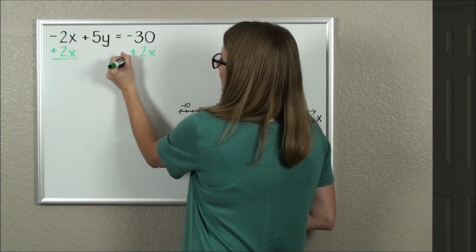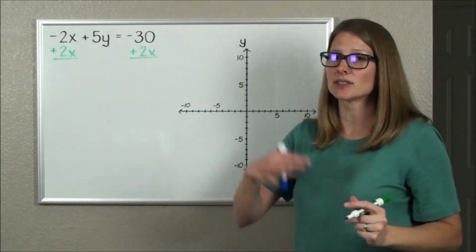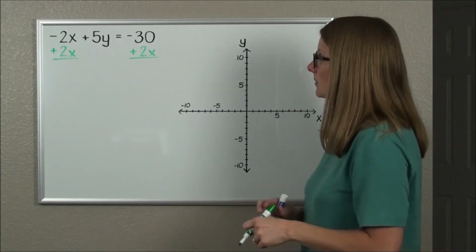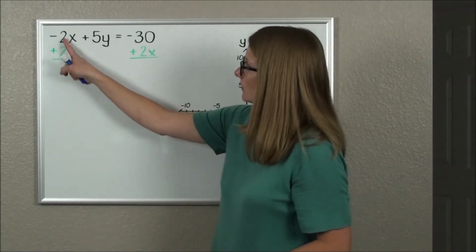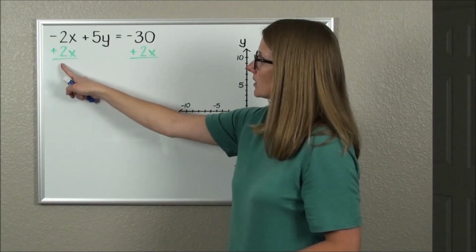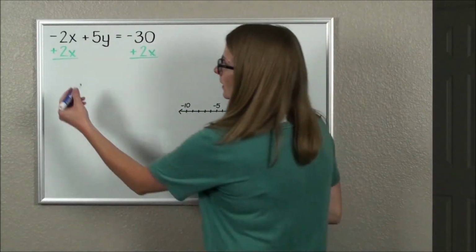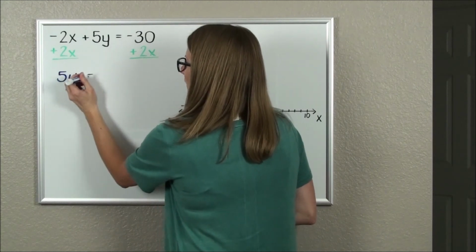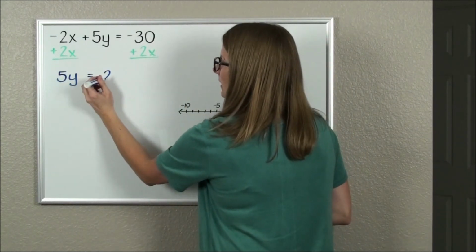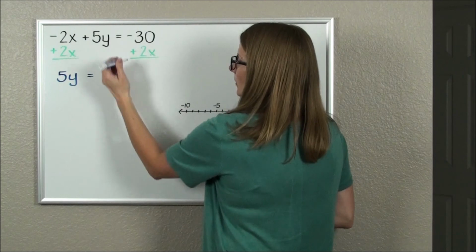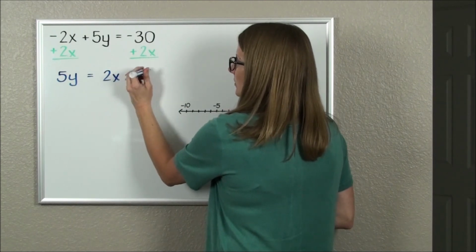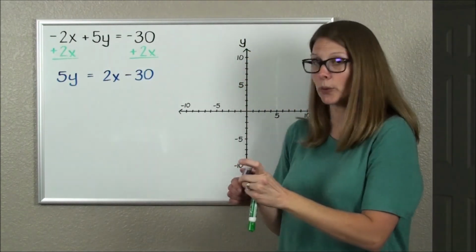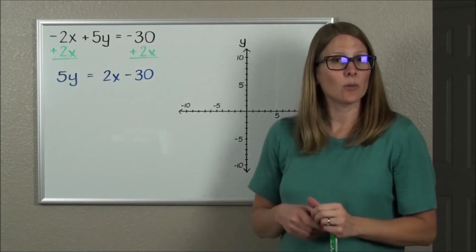Remember, as we work with equations, we always want to keep everything balanced. Whatever we do on one side, we do the exact same thing to the other. So now negative 2x plus 2x has canceled away. It's no longer on that left-hand side. All that we have over there is the 5y. And on the right, we now have that positive 2x joining the negative 30, which was already there. So we're one step closer, trying to get that y by itself.